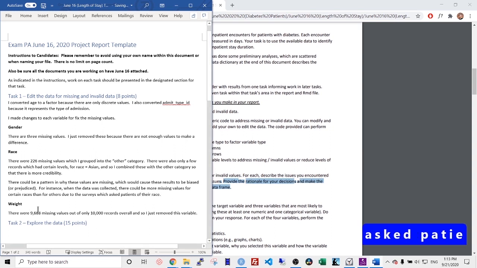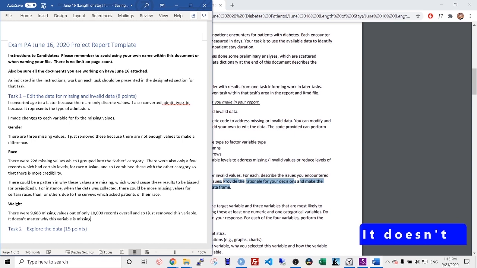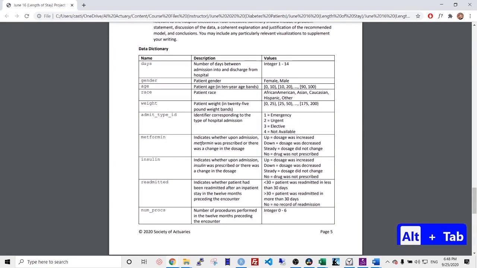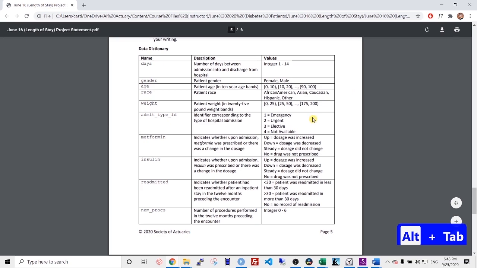Or for weight, we saw that there are a lot of missing values here. Because there are so many missing values, it doesn't matter why this variable is missing, because there are simply not enough records to use. There were also a number of cases in the admit type ID which had a value of 4 for not available.